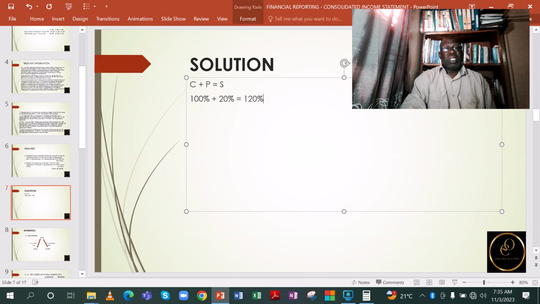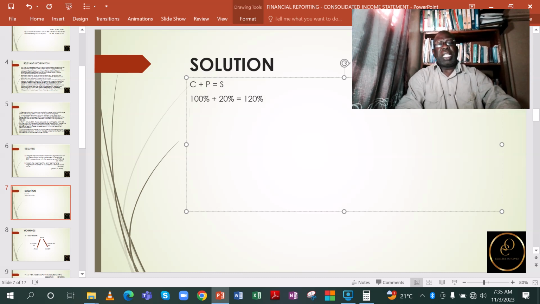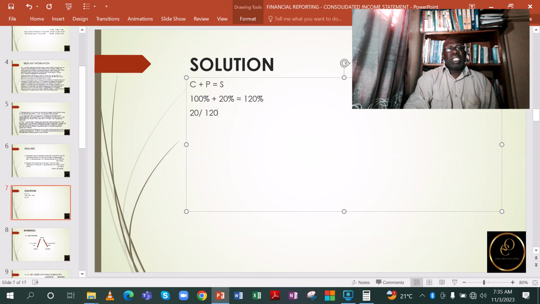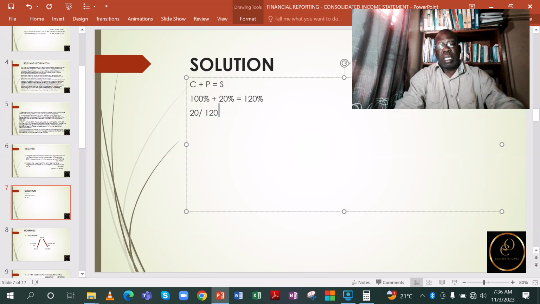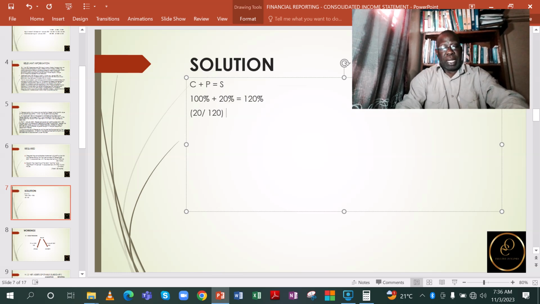So that's what happens. Now we want to know the proportion of profit in the 3 million. Using this type of analogy, we are going to say the proportion of profit in 120 would be 20 divided by 120. So this is the margin. If you want, you can multiply this by 100 to express it as a percentage, so that you get a percentage margin.